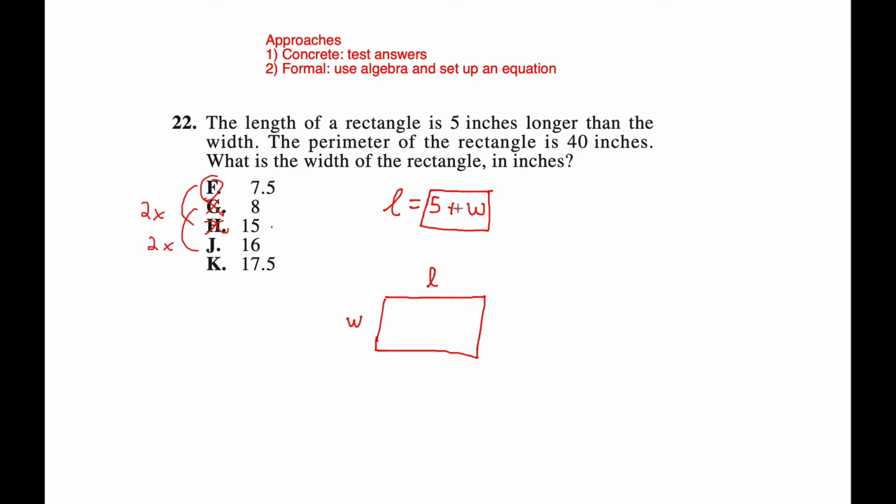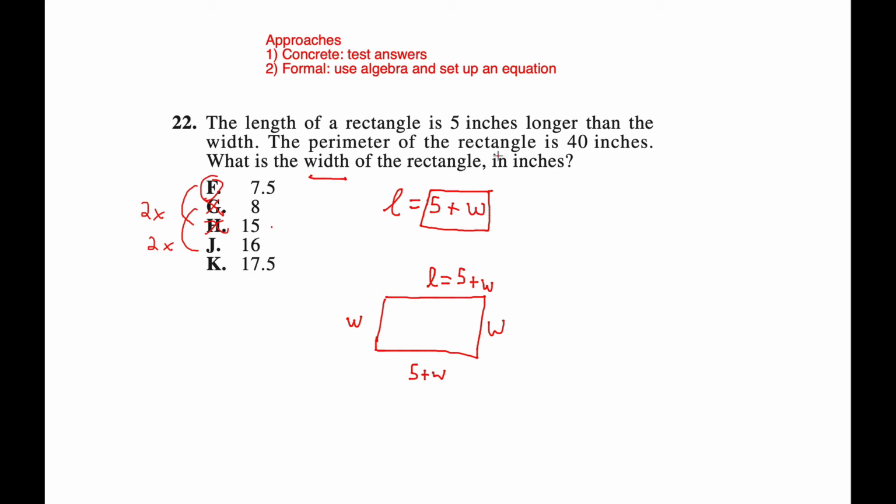And we know that the length, as we wrote up here, is the same as 5 plus W. And I'm going to also label this side W because it's going to be the same as this W over here. And this side will be 5 plus W since it's the same as the length up there. And what we can do now, since we're trying to figure out what the width is, is think about what sort of equation we can set up with this information here.